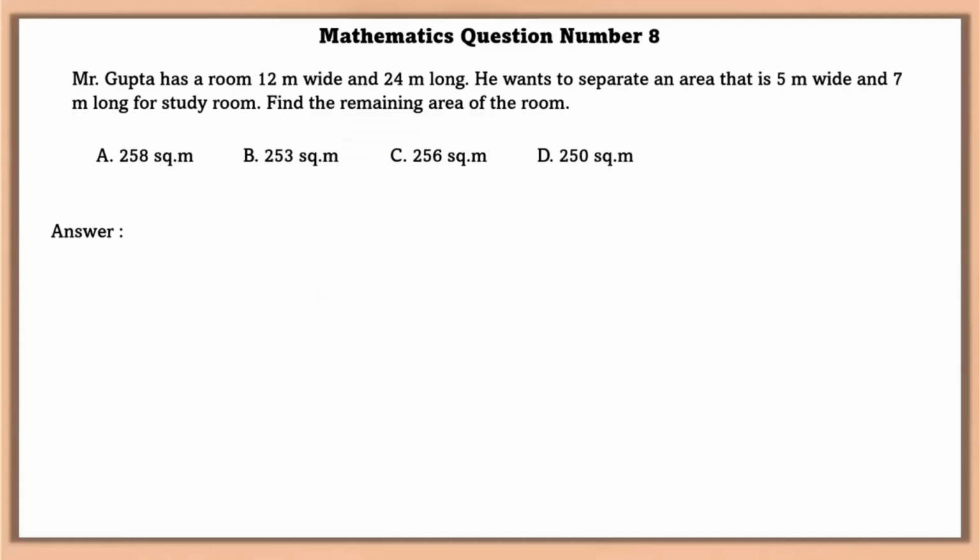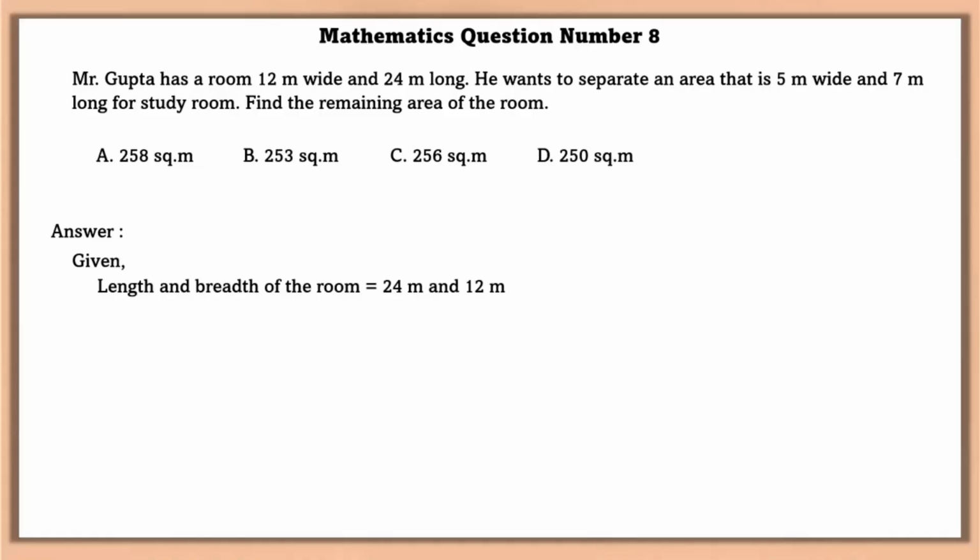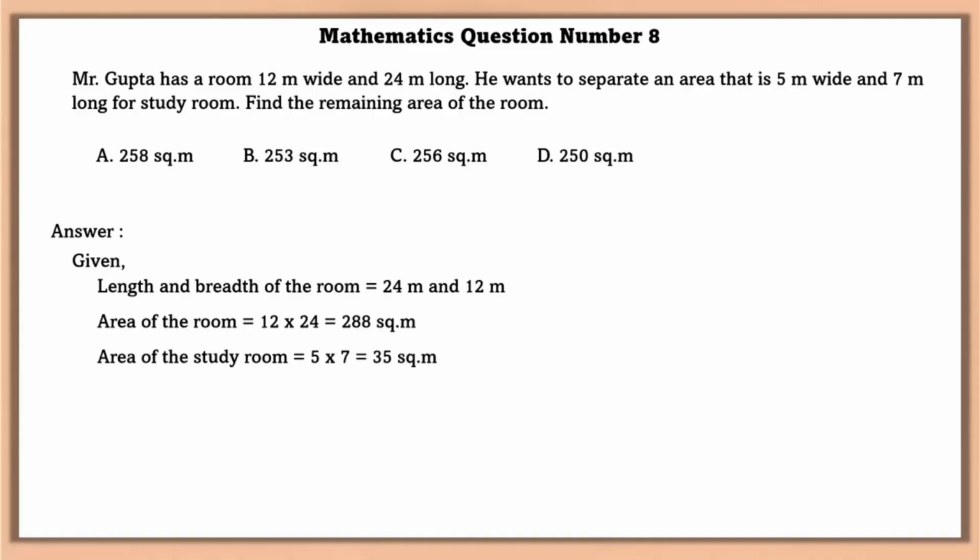Mathematics question number 8. Mr. Gupta has a room 12 meter wide and 24 meter long. He wants to separate an area that is 5 meter wide and 7 meter long for a study room. Find the remaining area of the room. Given length and breadth of the room is equal to 24 and 12 meters respectively. Area of the room is equal to 12 into 24, that is 288 square meters. Area of the study room is equal to 35 square meters. Remaining area of the room is equal to area of the room minus the study room, that is 253 square meters.